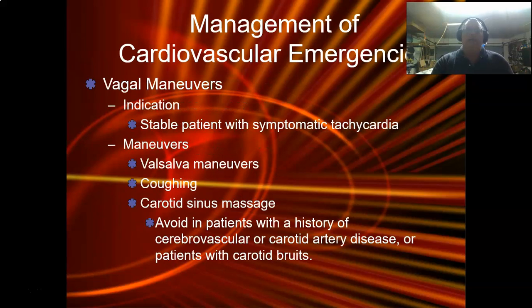All right? Now, again, a vagal maneuver. Now, these usually we do these on patients with symptomatic bradycardia. All right. Other names that we could call it: Valsalva's maneuver, coughing, carotid sinus massage, and let's talk about carotid sinus massage. We're going to talk about that a lot more as we go through the slides here.